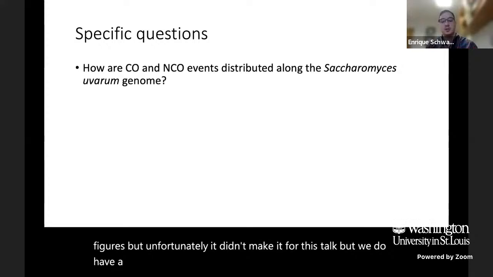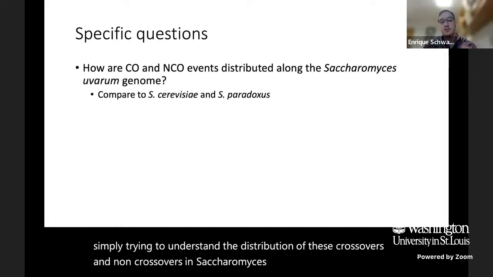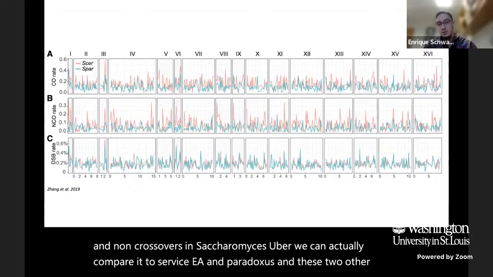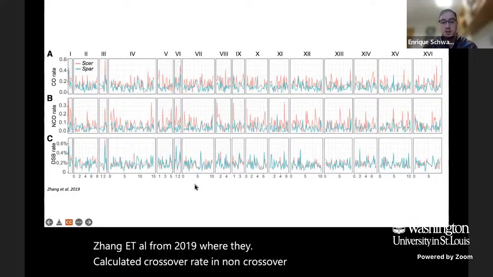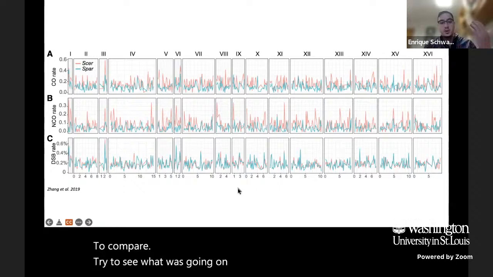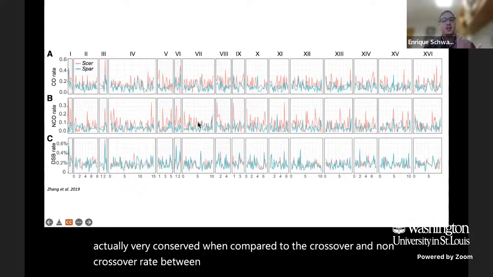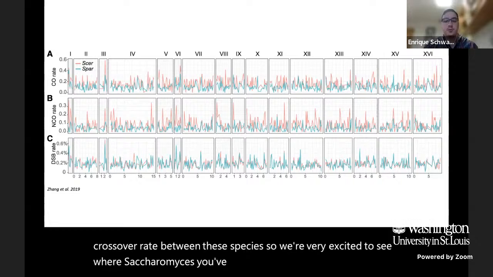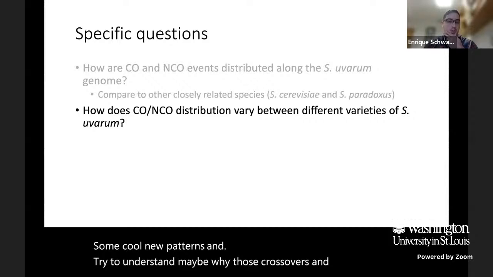One of them is simply trying to understand the distribution of these crossovers and non-crossovers in Saccharomyces eubayanus. And we can actually compare it to cerevisiae and paradoxus, two other yeast species for which these maps have been made before. This is a paper by Zhang et al. from 2019, where they calculated crossover rate and non-crossover rate, and also used a double-strand break map to try to see what was going on. Interesting for the questions that we're asking is that the double-strand break map is actually very well conserved when compared to the crossover or non-crossover rate between these species. So we're very excited to see where Saccharomyces eubayanus lands in this, and if we see some cool new patterns and can understand why those crossovers and non-crossovers happen where they do.